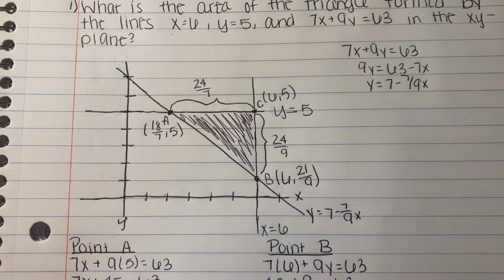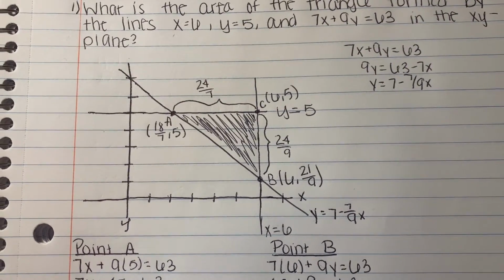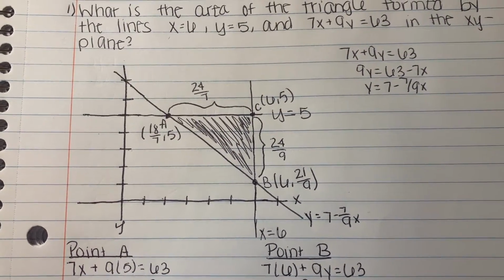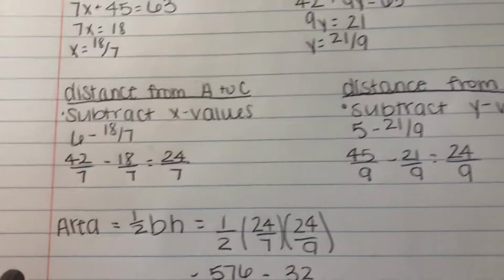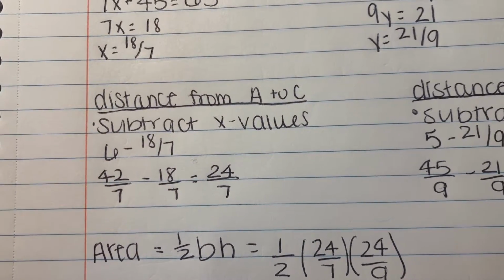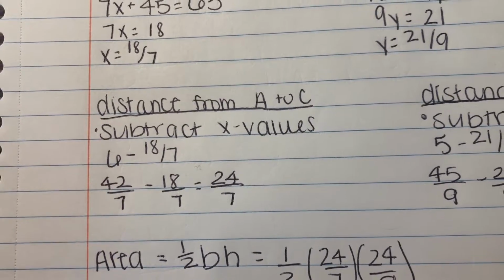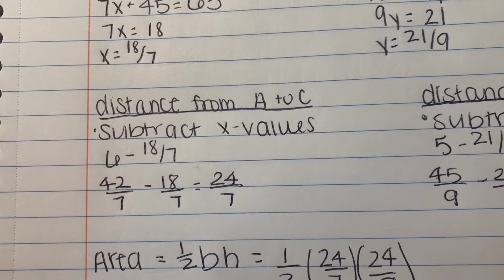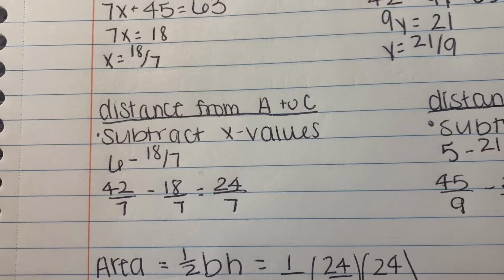So now that we have our points, we have to find the distance from A to C and the distance from B to C. So to find the distance from A to C, we subtract the x values. So we do 6 minus 18 over 7. And that is equal to 42 over 7 minus 18 over 7, which gives us 24 over 7.